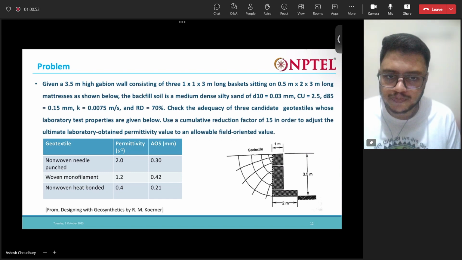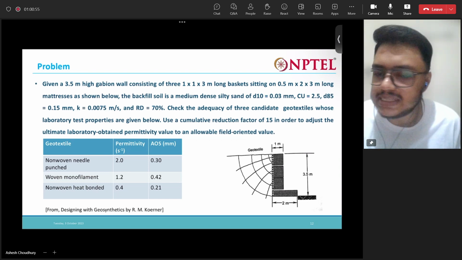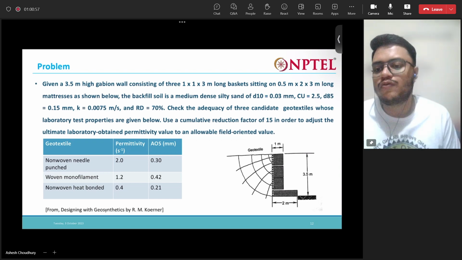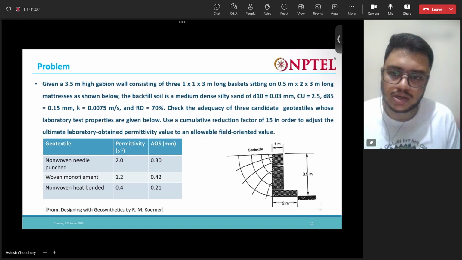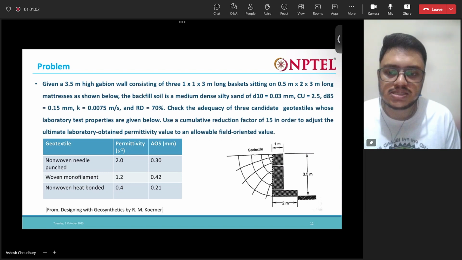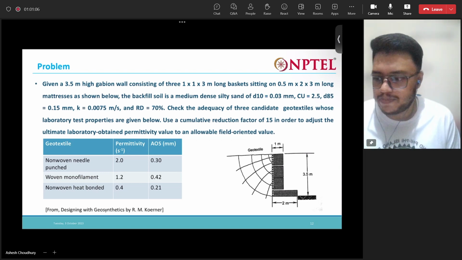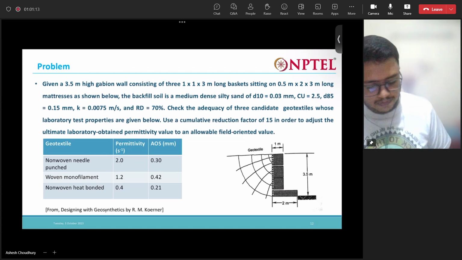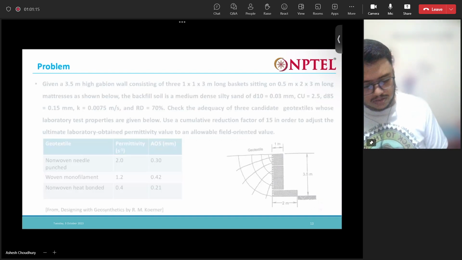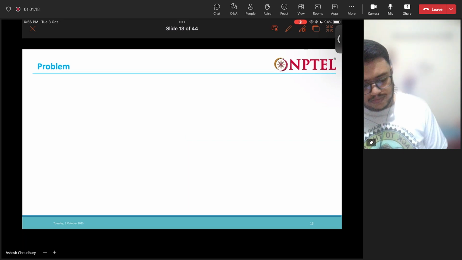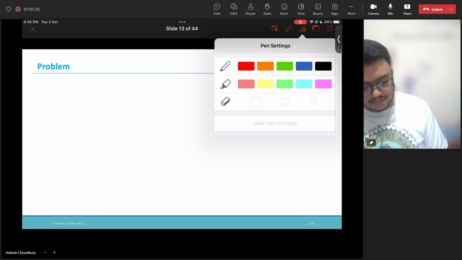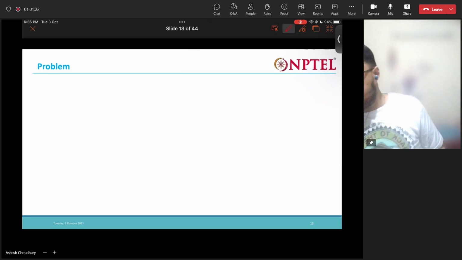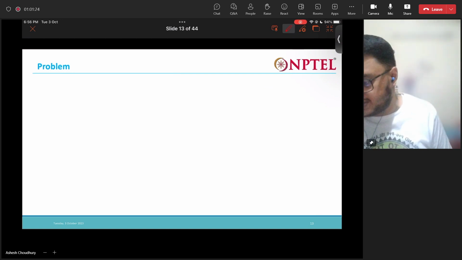Okay, so you can see three geotextiles are given here: non-woven, woven monofilament, and non-woven. Permittivity of all these are given, and the apparent opening size is also given. So first, what we need to do, the first step is to calculate the permittivity. Okay, the first step is to calculate the permittivity.